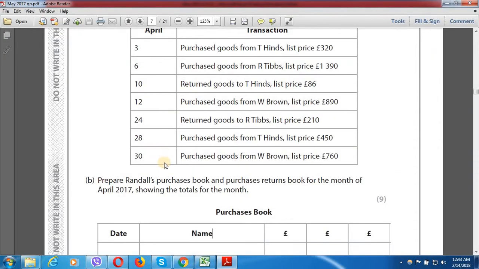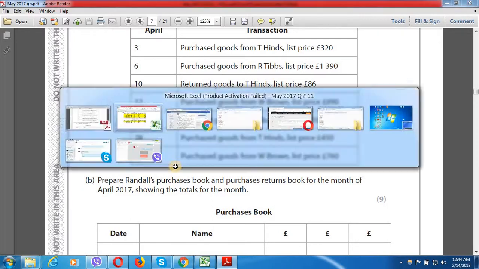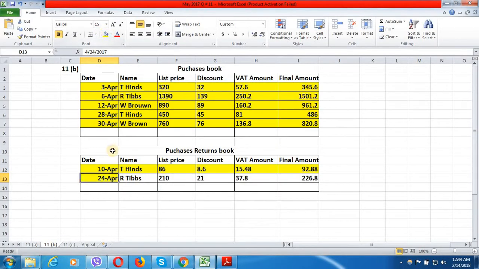Then 24th April, returned goods to R Tips, list price 210, discount 21, VAT 37.8, and final amount 226.8. Clear? If you have any question, please comment in my comment box. I will definitely reply to your questions.